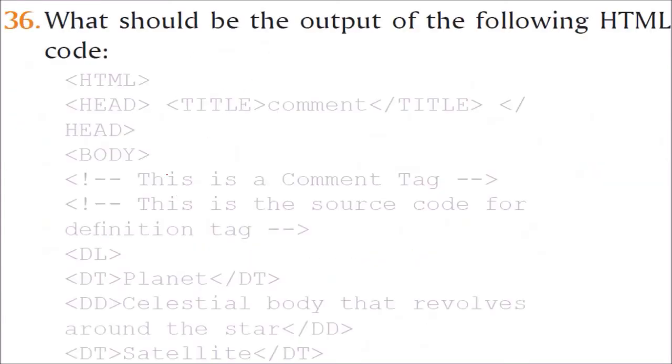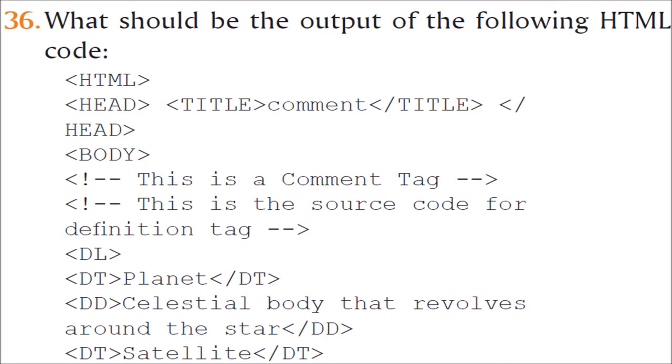What should be the output of the following code? So the output code will be, because now we are talking about the definition list. So this is the source code for the definition tag. This will not be there. The title will be a comment, because these are comments. This will not be presented. This will be ignored by the web browser.